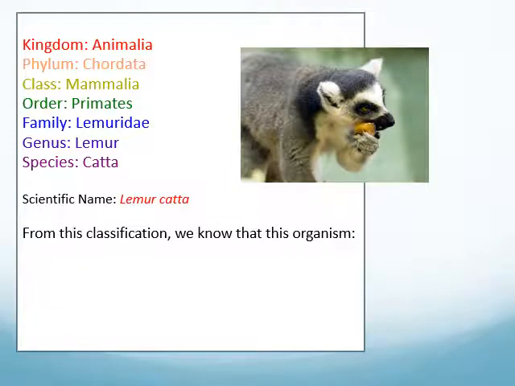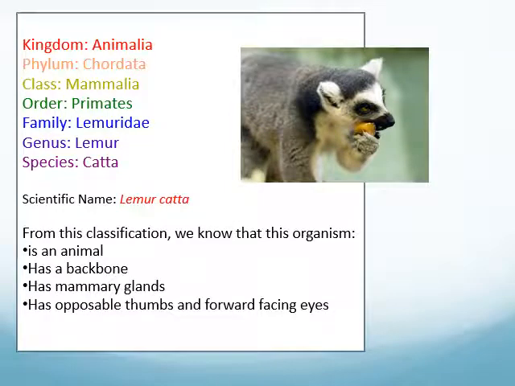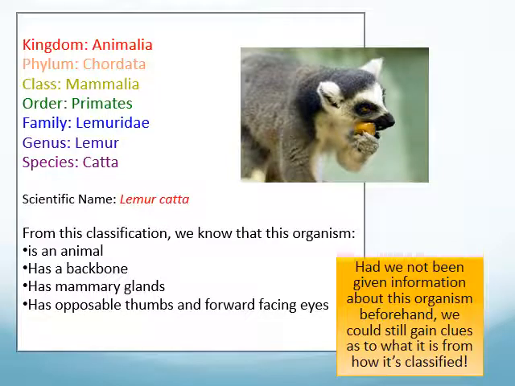From this classification, we know what from the organism? It's an animal. It has a backbone. It has mammary glands. It has opposable thumbs and forward-facing eyes. Had we not been given information about this, we still could have gained the clues as to what it was based on how it's classified.